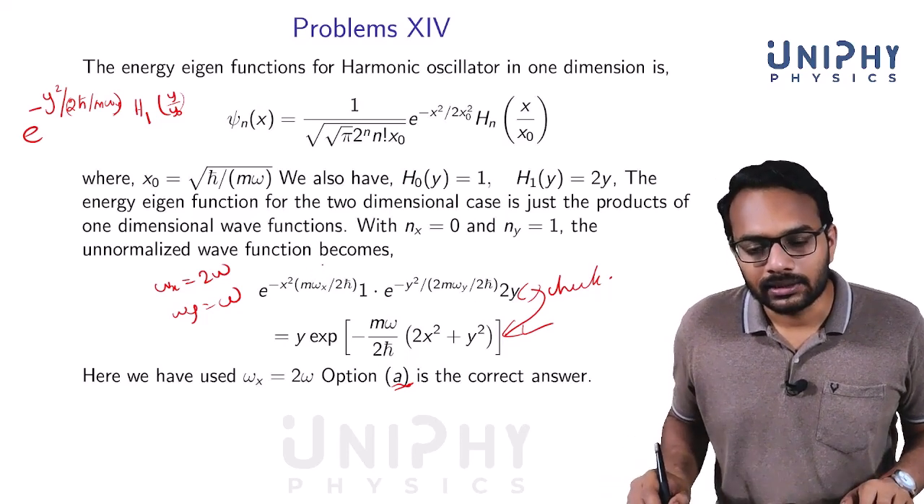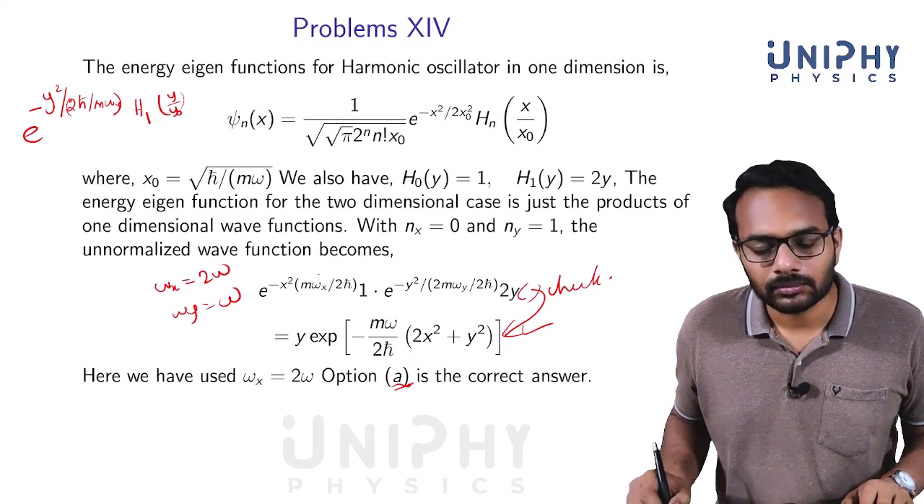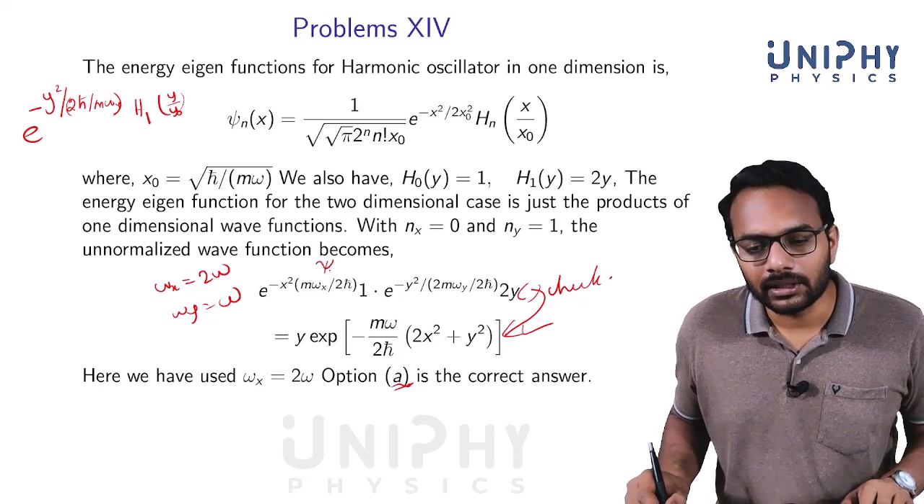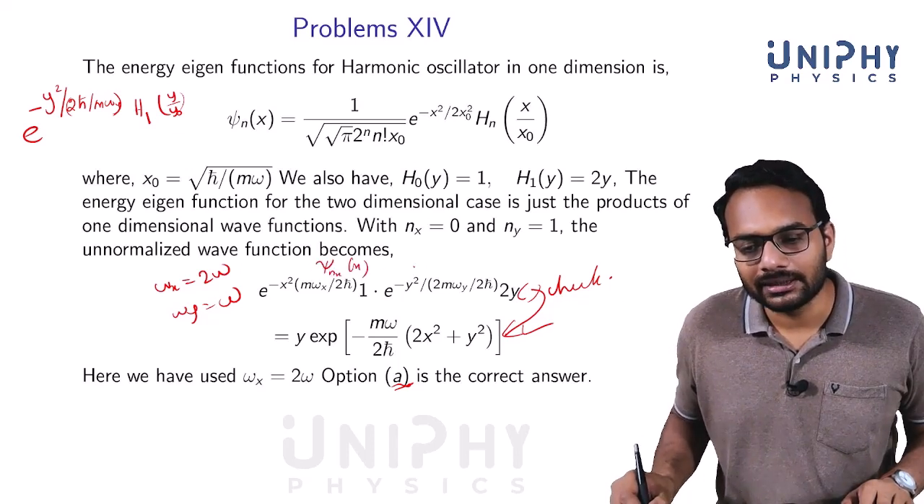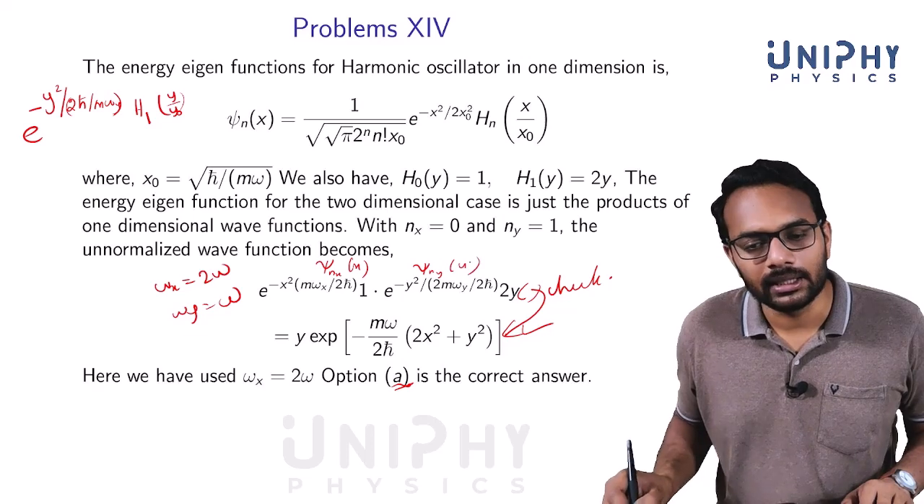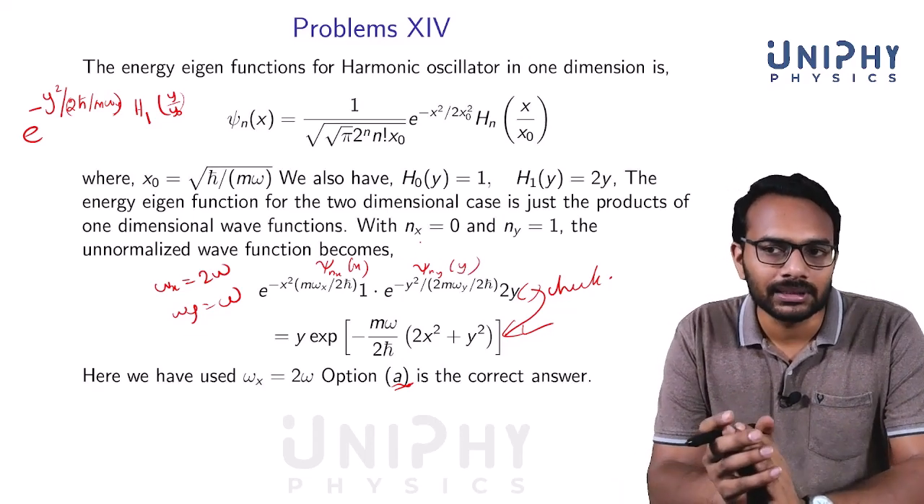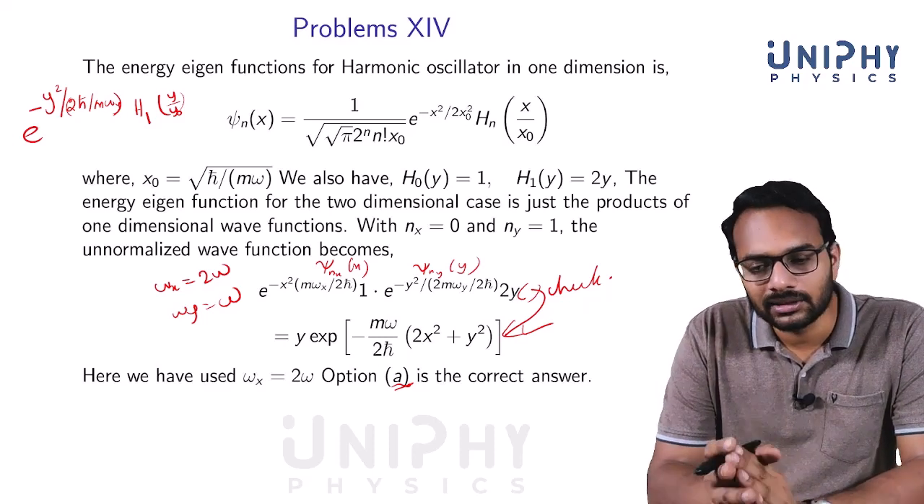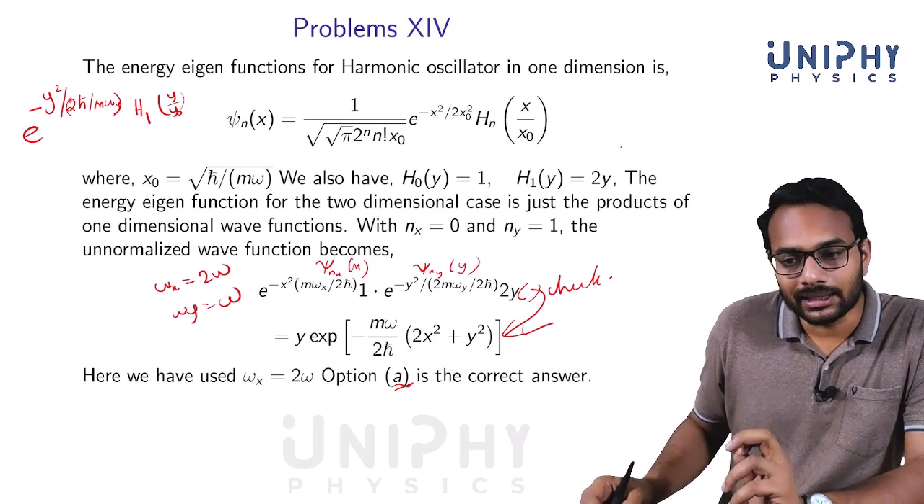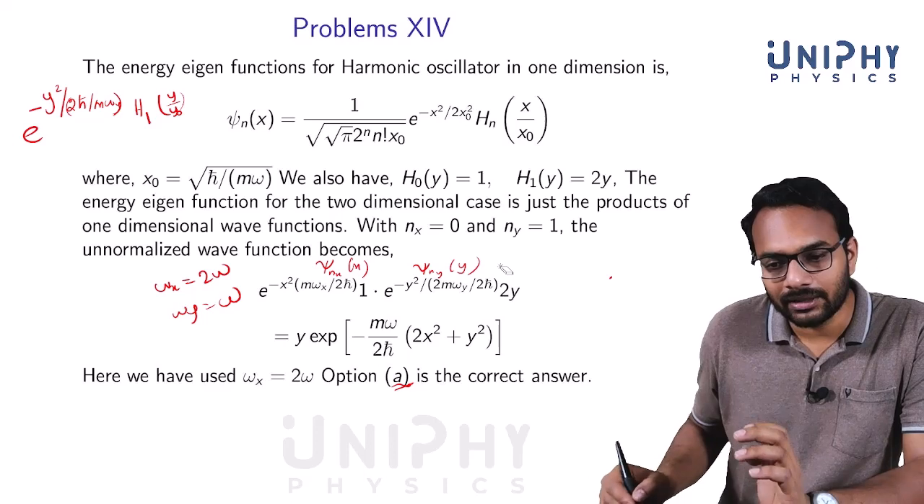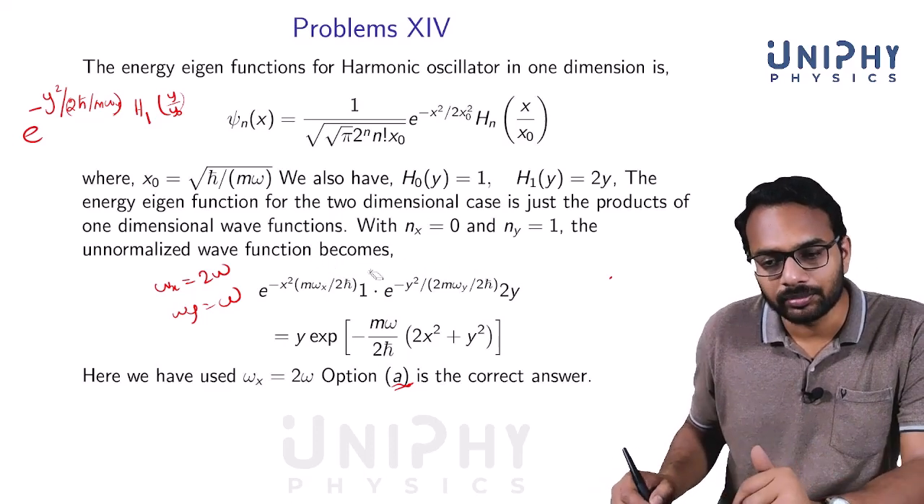So we can call this psi nx of x and this is psi ny of y. We just multiply the corresponding wave functions to get the two-dimensional energy eigenfunction. Now you see here that in order to do this problem, I have taken this question directly out of a previous question paper.